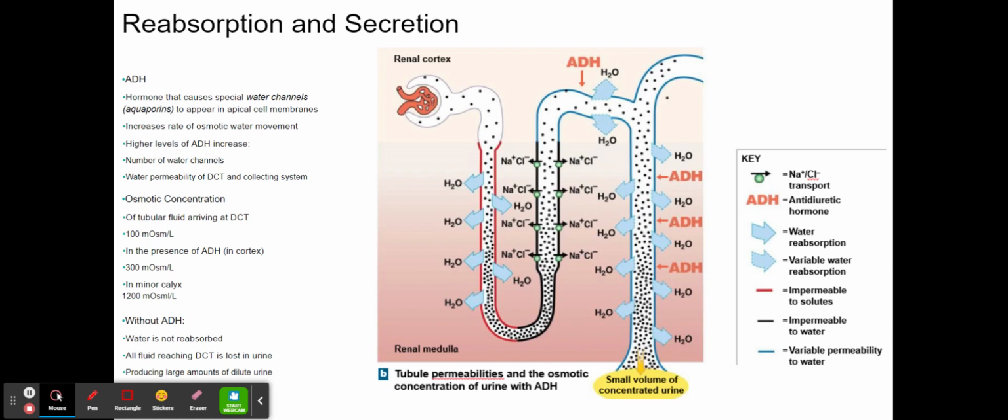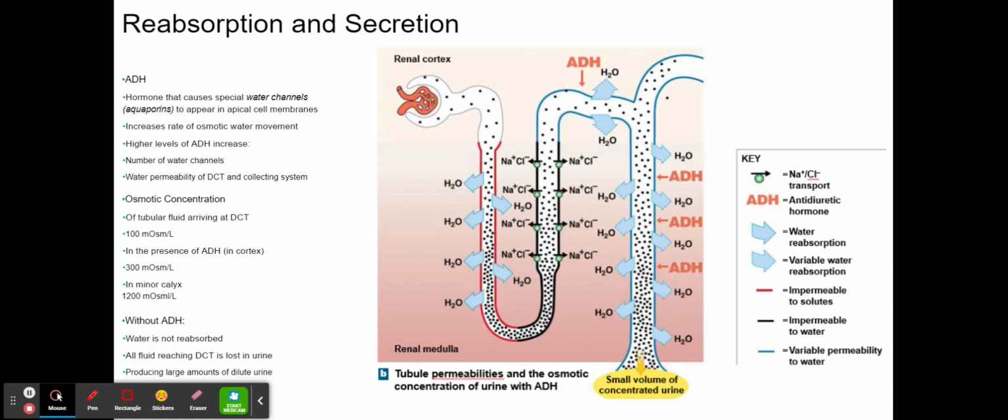As noted earlier in this module, the tubular fluid arriving at the DCT has an osmotic concentration of only about 100 milliosmoles per liter. In the presence of ADH, osmosis takes place. Water moves out of the DCT until the osmotic concentration of the tubular fluid equals that of the surrounding cortex, roughly 300 milliosmoles per liter. The tubular fluid then flows along the collecting duct, which passes through the concentration gradient of the medulla. Additional water is then reabsorbed. The urine reaching the minor calyx has an osmotic concentration closer to 1200 milliosmoles per liter. Just how closely the osmotic concentration approaches 1200 milliosmoles per liter depends on how much ADH is present.